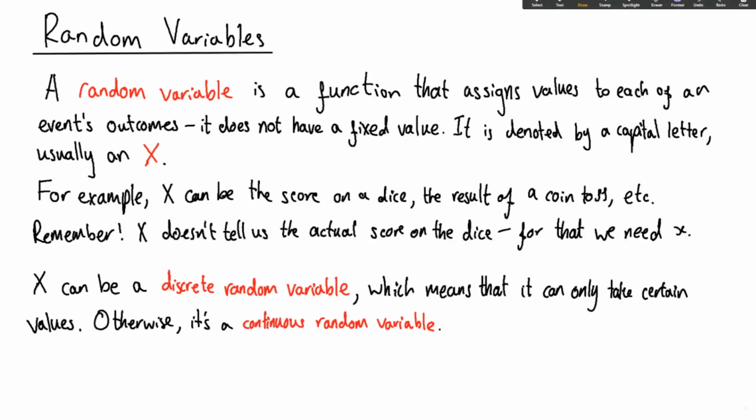Hi there. In this video, we're going to be learning about random variables. The technical definition of a random variable is that it's a function that assigns values to each of an event's outcomes. It does not have a fixed value. Now, if you don't completely understand that definition, that's fine. Most people learn with examples.